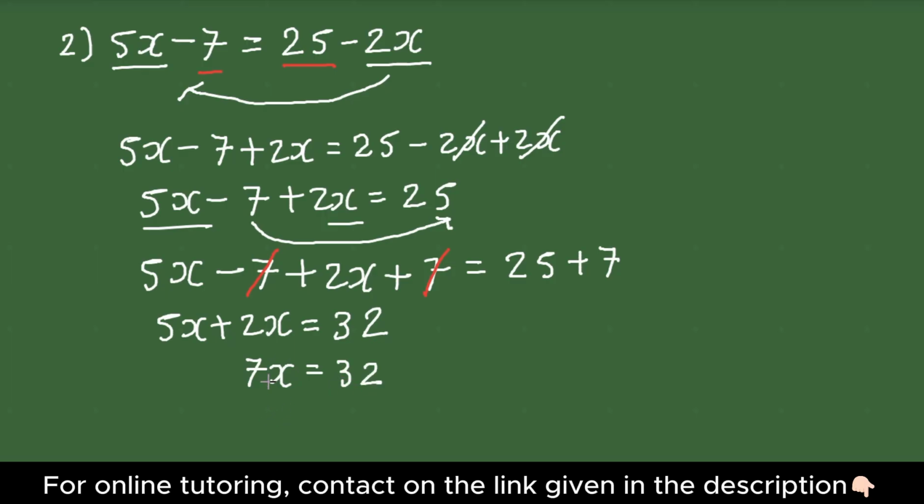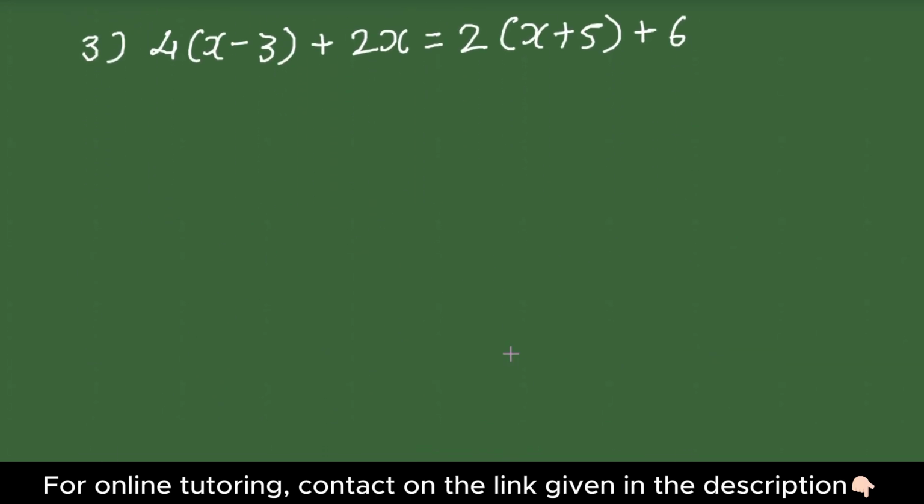Now to isolate the variable x, we need to remove this 7 which is in multiplication with x. So we will apply exactly opposite operation of the multiplication, which is division. So we will divide both sides by 7. So now 7 divided by 7 is 1. So only x is there on the left side, and on the right side we have 32 divided by 7. So our answer is 32 divided by 7. If you want, you can convert this in the decimal number also.